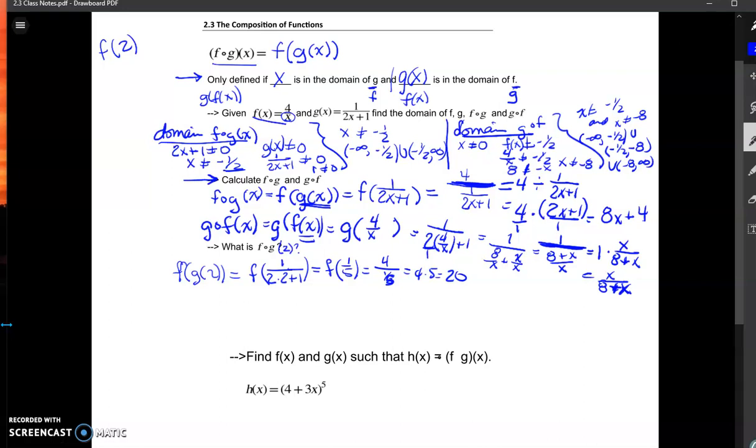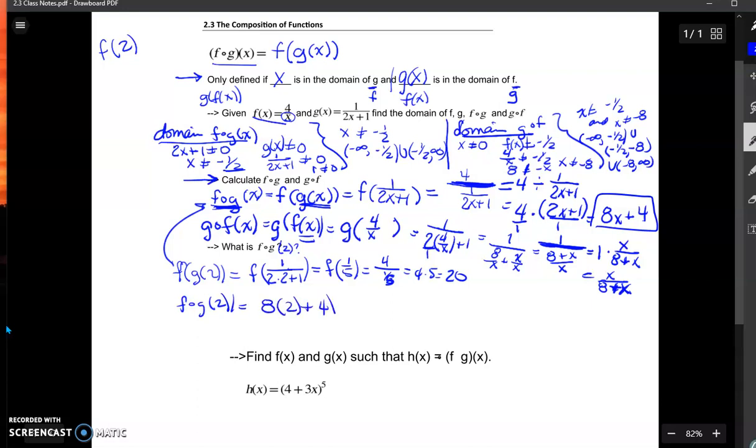Okay, like I said, that's one method. The other method is if you've already calculated f of g, right up here, we calculated the generic, and all the way over here to the right, we found that that was equal to 8x plus 4. So if you've already done that, you can just substitute the 2 into that final result. Okay, so 8 times 2, that was our x, plus 4, 16 plus 4, and we get that same result of 20.